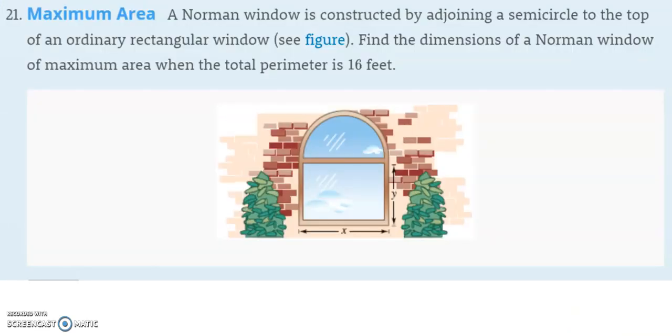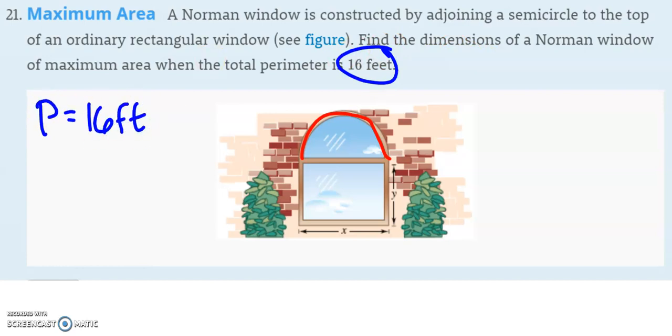All right, maximum area. A Norman window is constructed by adjoining a semicircle to the top of an ordinary rectangular window. Find the dimensions of a Norman window of maximum area when the perimeter is 16 feet. So my helper is going to be the fact that my perimeter is supposed to be 16 feet, but I'm trying to find the maximum area.